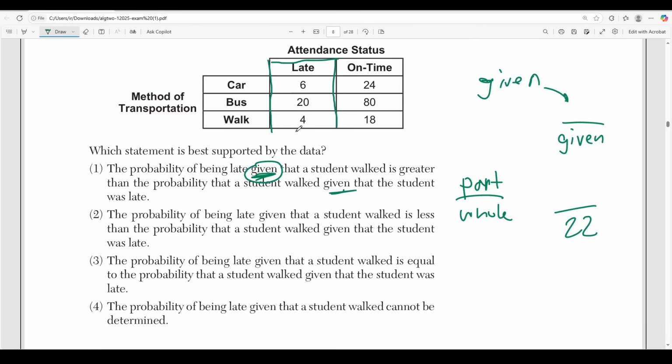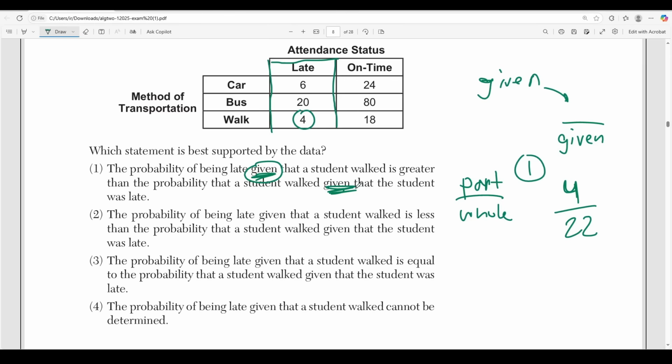So out of the 22 students that walked, or if I only look at the students that walk, what's the probability that they're late? Well, the probability of being late given that they walk is 4 out of 22, because only 4 out of the 22 students that walk are late. That's the first probability. The second probability says that this has to be greater than the probability that a student walked given that the student was late.